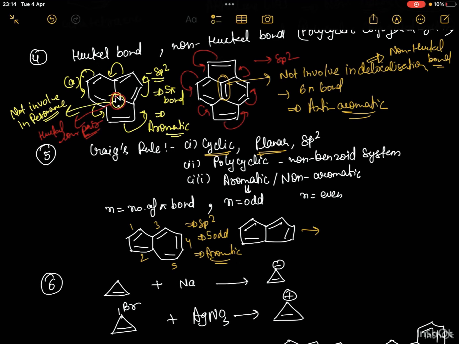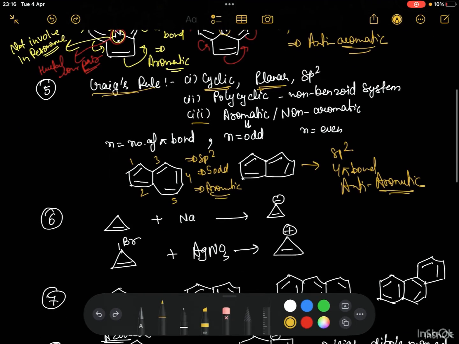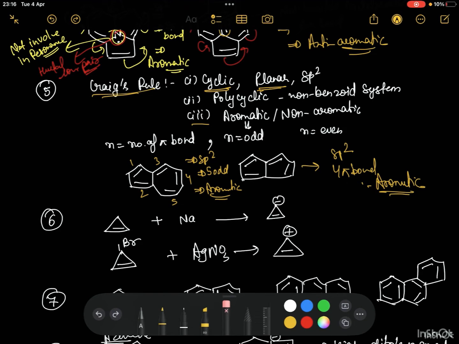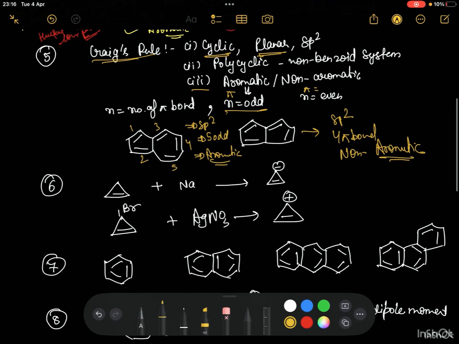That one is cyclic and planar, all are sp2. Sorry, I gave this one incorrectly. That one is non-aromatic. If we have a non-benzenoid system, then we will get only aromatic or non-aromatic. If the pi bond count n is 4, that means aromatic. If the pi bond count is even, then non-aromatic. So the first one is aromatic, and the second one, with pi bonds and sp2 planar, comes out non-aromatic.